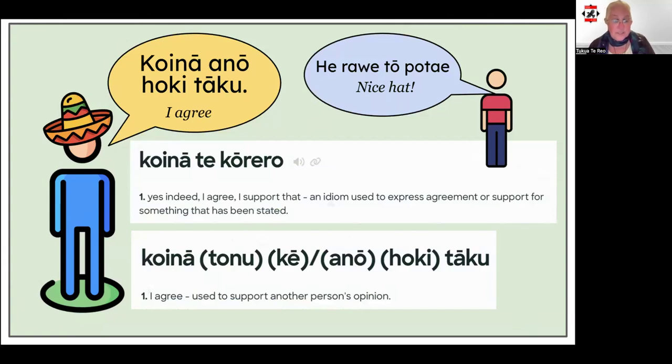Koinā can also be used in these types of kianga to say when you agree with something that someone has said. He rawe tō pōtai. Ai, koinā, anō hoki taku. I agree.